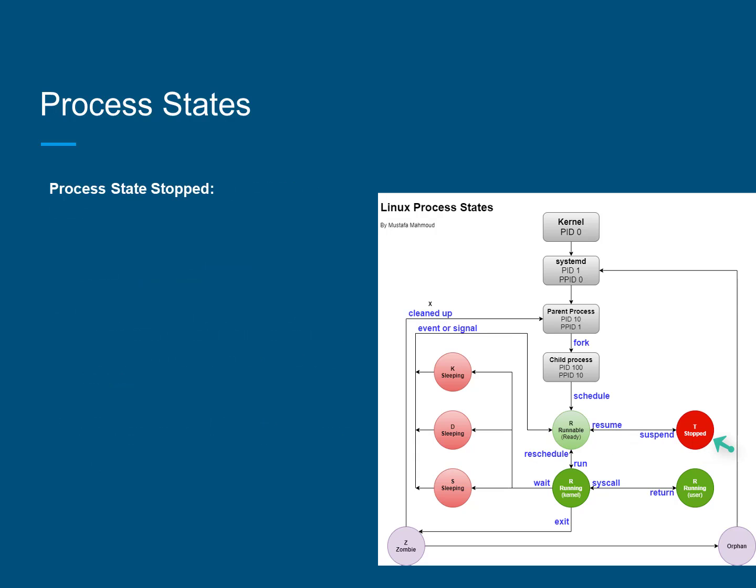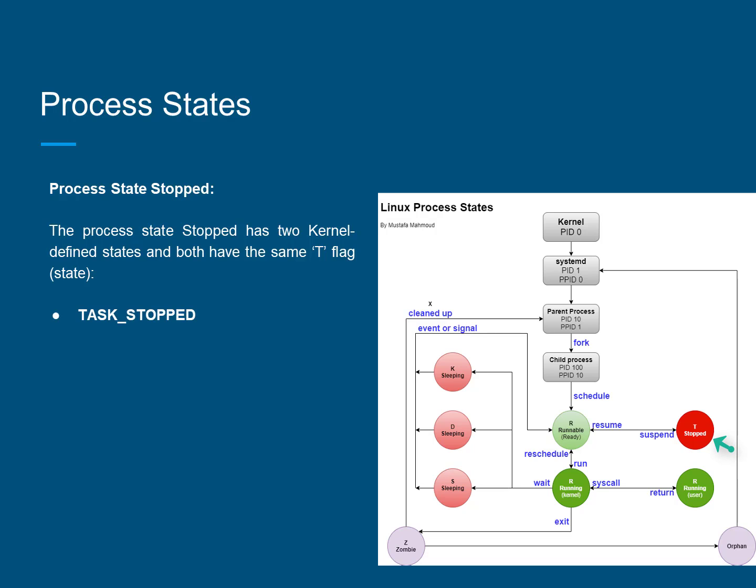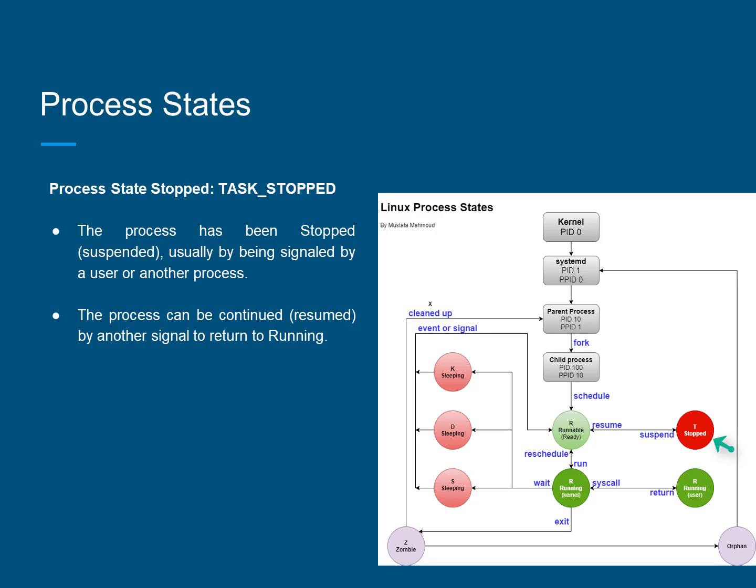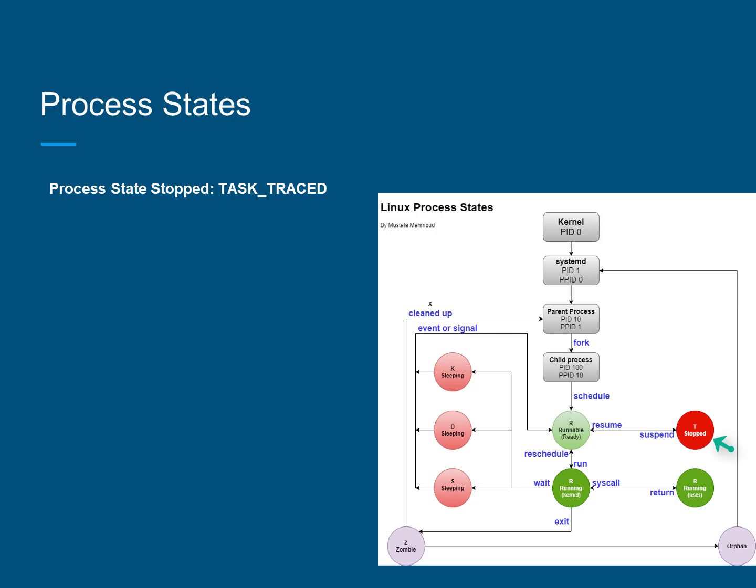The process state: stopped. The process state stopped has two kernel-defined states and both have the same T flag. First, TASK_STOPPED, and second, TASK_TRACED. In kernel-defined state TASK_STOPPED, the process has been stopped, usually by being signaled by a user or another process. The process can be continued by another signal to return to running. And in kernel-defined state TASK_TRACED, a process that is being debugged is also temporarily stopped and shares the same T state flag.